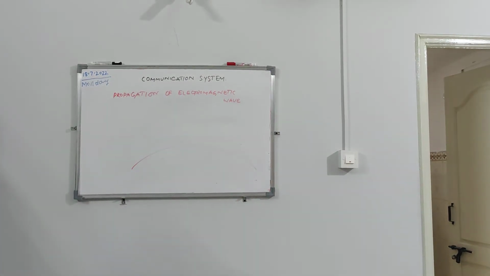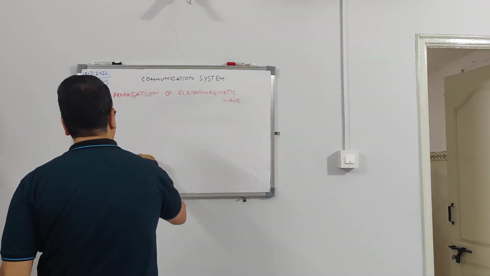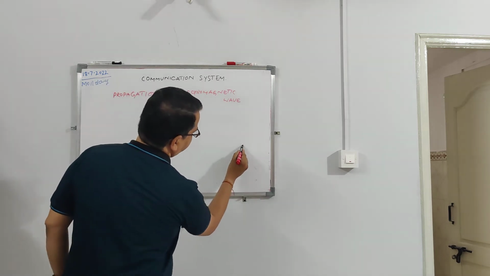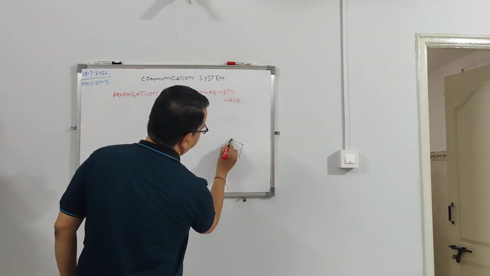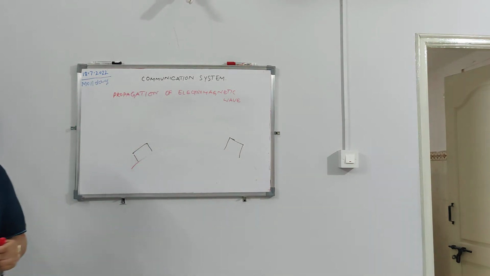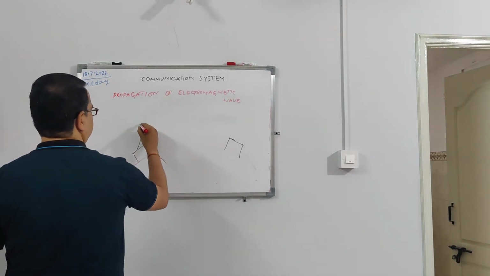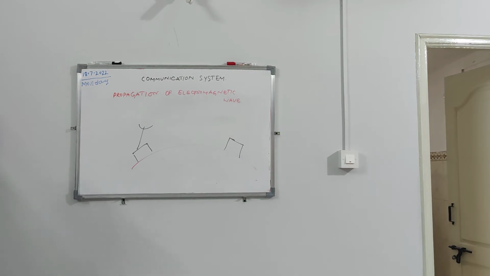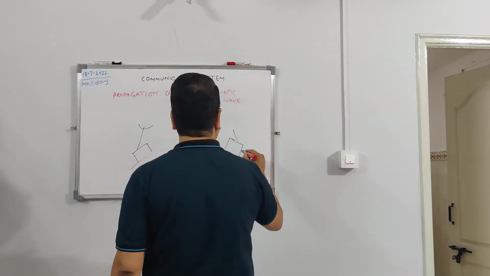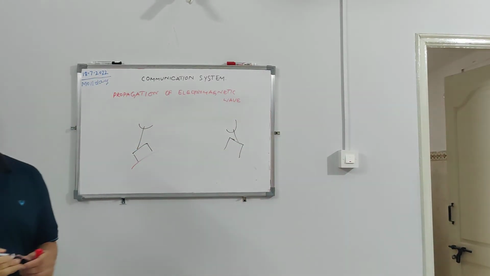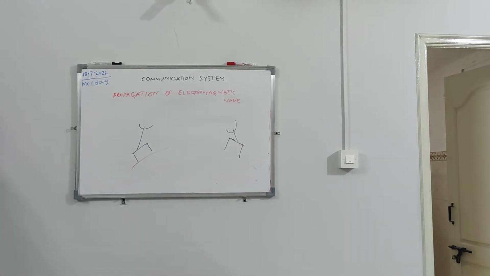Okay, so let us say this is my transmitting station, and let us say this is my receiving station. Okay, so let us say I have an antenna here, and I have a receiving antenna here. You can see that umbrella kind of.